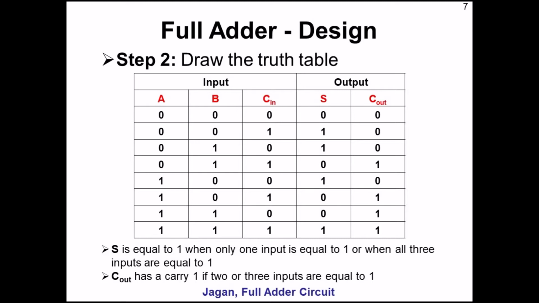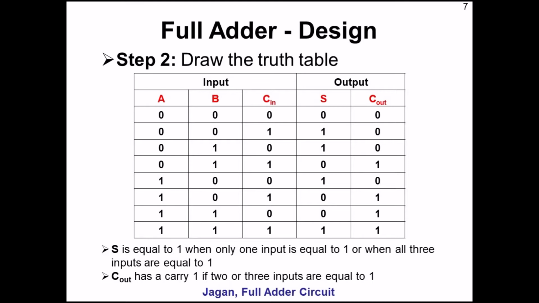So if you look into the truth table, the inference is, your S is equal to 1 when only one input is equal to 1, or when all three are equal to 1, right? This is the inference that I get. So S is equal to 1 when only one input is 1, or when all inputs are 1.